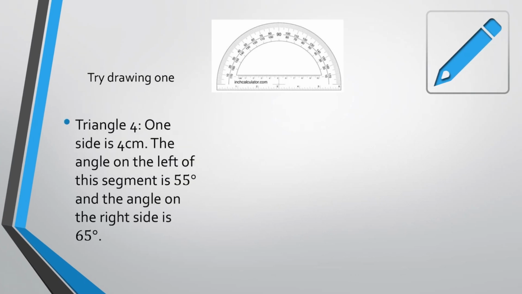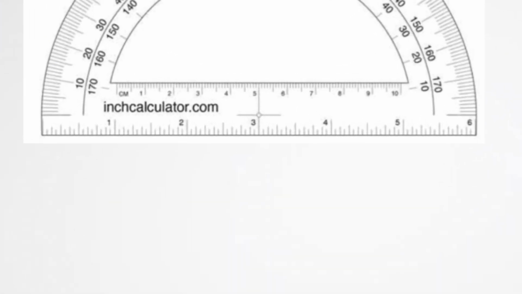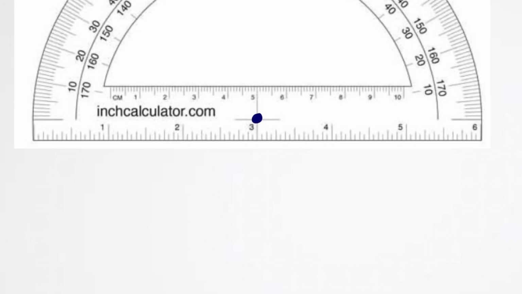Okay, so let's try drawing one. We know that one side is 4 centimeters, so I don't have a ruler on me, but hopefully if you're watching this, you get the gist of it anyway. So we're going to call this 4 centimeters. We know that the angle on the left is 55 degrees, so I want to make a 55-degree angle, and then to draw that, I'm using my protractor, and I'm going to zoom in here. You would put a dot here in the middle and make a line just to start off.